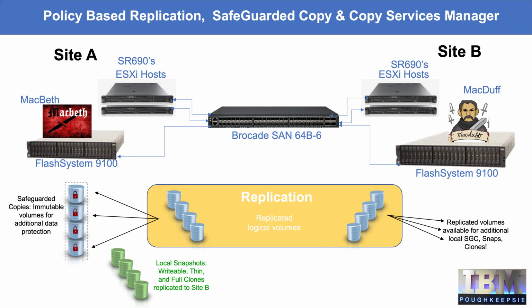And on the other side, of course, site B is Macduff, another FlashSystem 9100. And all of this is in the same lab, so realistically, well underneath 300 feet. But Metro Mirror and active-active distances are far longer than that. So this can be very useful for a lot of people.